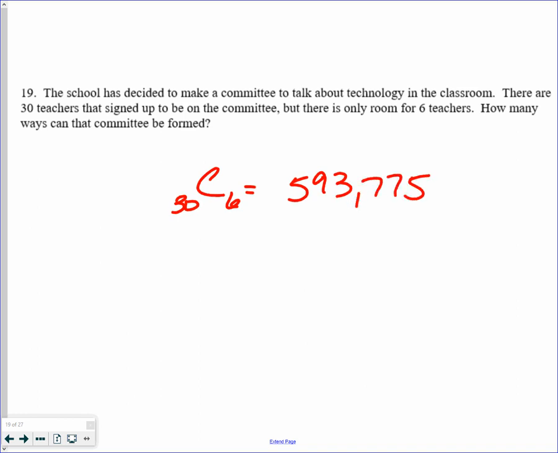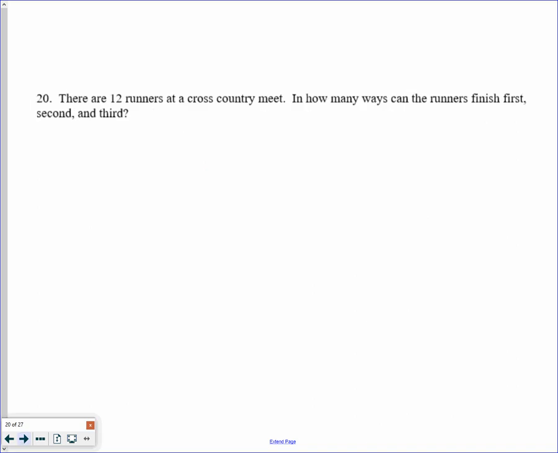593,775 possibilities. So remember, if the order doesn't matter, it's a combination. The next one, there are 12 runners in the race, and how many ways can they do first, second, and third? So this is a permutation. Okay, 12 runners in 3 places, 1,320.